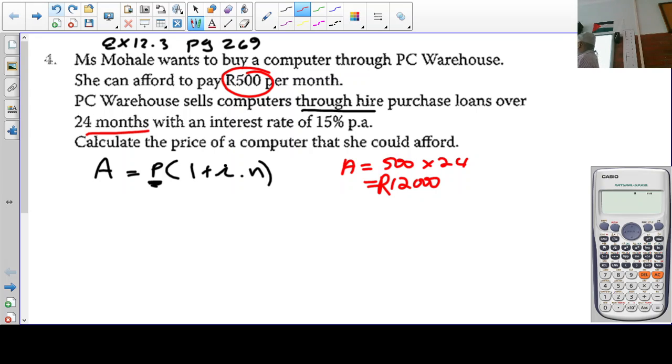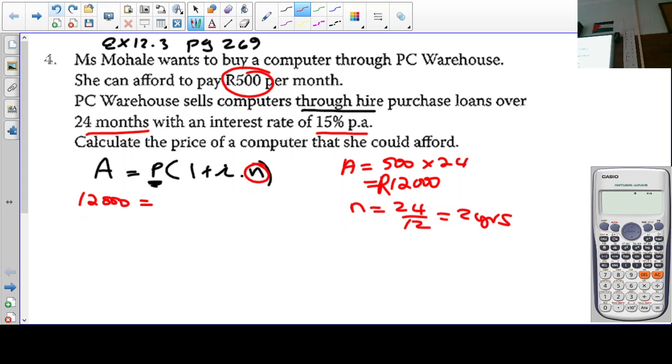Okay. Do I have I? Yes, 15%. Do I have N? N denotes what? The time in years. And how many years is this for? 2 years. Right. So N is going to be 24 over 12, it's going to give you 2 years. So we have 12,000 equals P, which is what we're calculating, into 1 plus I, 0.15 times 2.